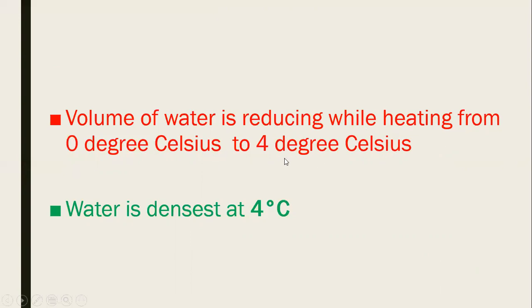So from 0 to 4 degrees, the volume will be decreased, which means at 4 degrees the volume will be minimum. What is density? Density is mass by volume. So the volume is minimum at 4 degrees, which means the density is maximum at 4 degrees Celsius. That question is asking this: water has its maximum density at 4 degrees Celsius.